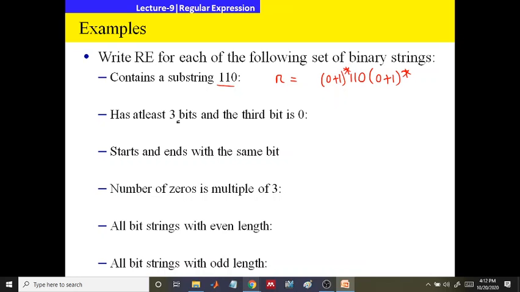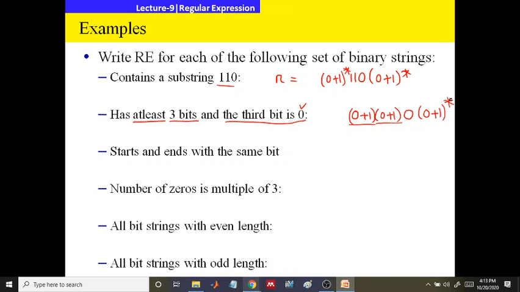Okay. Has at least 3 bits and the third bit is 0. So here what is the question? It should have at least 3 bits. So at least 3 bits means either 0 plus 1, but the third bit is 0. So the first bit may be 0 or 1, the second bit may be 0 or 1, but the third bit is 0. So after that any number of zeros and ones, because it has at least 3 bits.